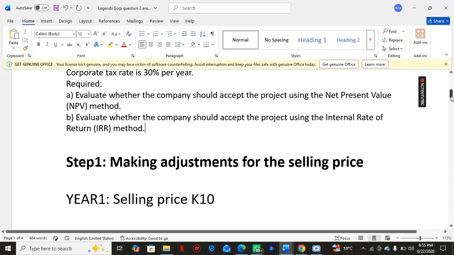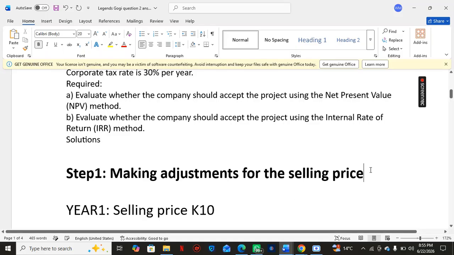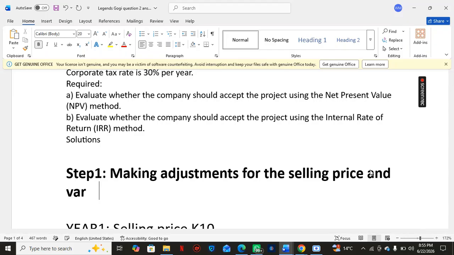Right. So colleagues, remember the steps are usually the same for this type of questions. Step 1, we need to make adjustments for the selling price and variable costs.